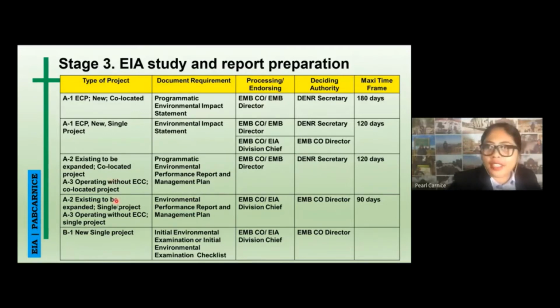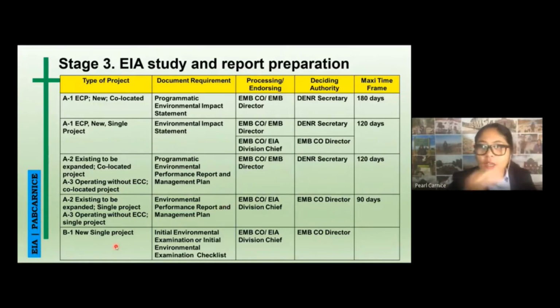Next is existing to be expanded, single project, or operating without ECC and a single project. The requirement is an environmental performance report and management plan, with the same processing and endorsing, and the same deciding authority, which is the EMB director or CO director. The processing time is a maximum of 3 months.